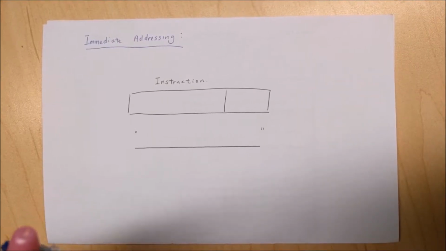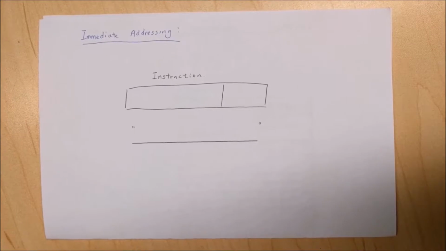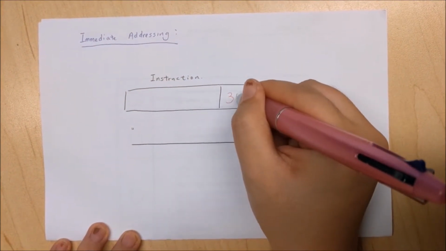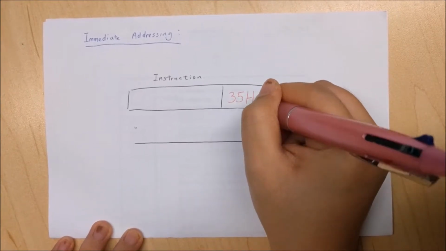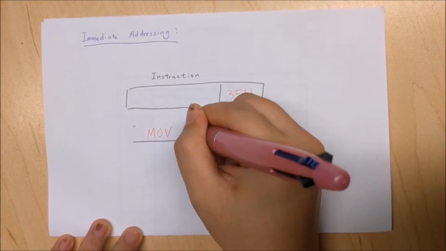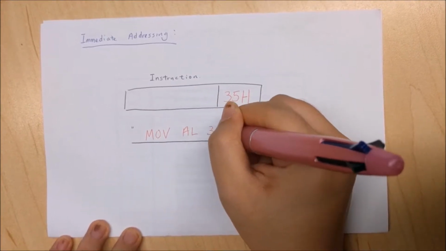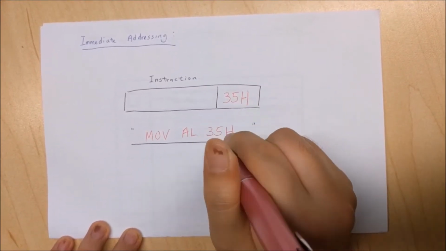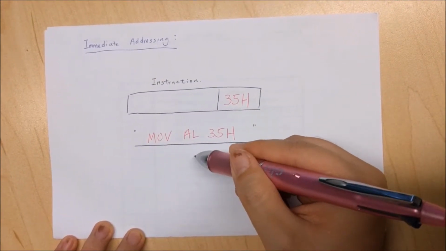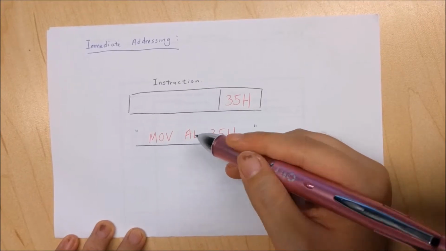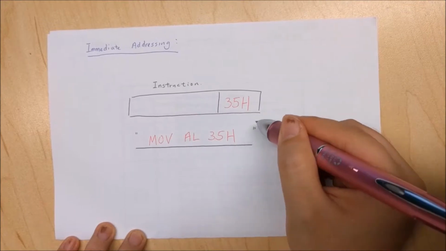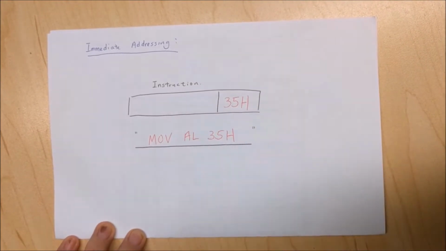Let's get started with immediate addressing. Immediate addressing is when the operand is directly included in the instruction. So say we have operand 35H. The instruction would look something like this. So this basically says move the operand 35H into AL. In this case, it's a register. So you can see here that the operand is included directly into the instruction.